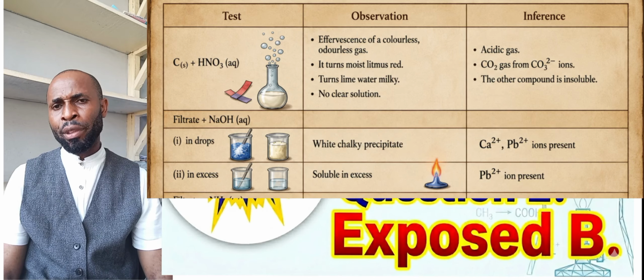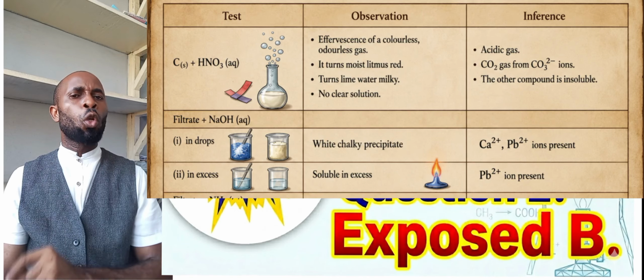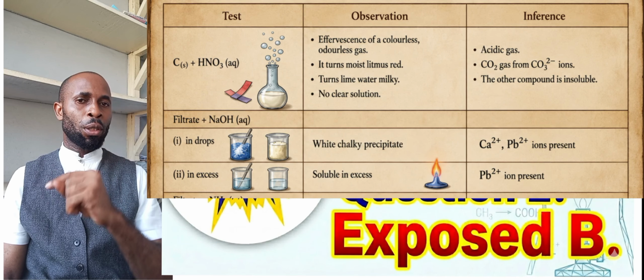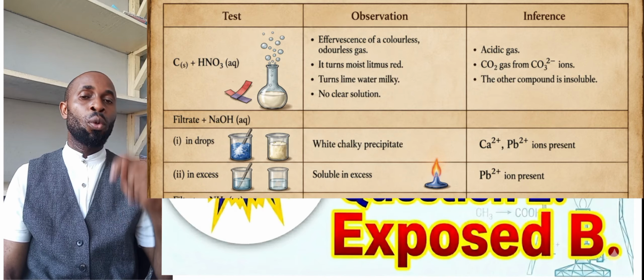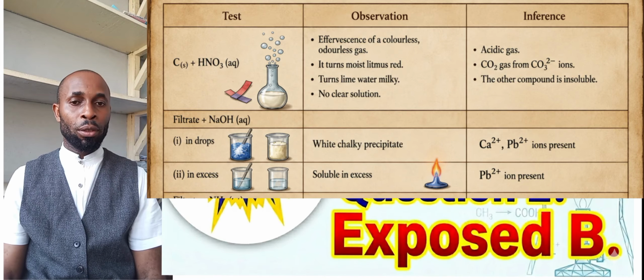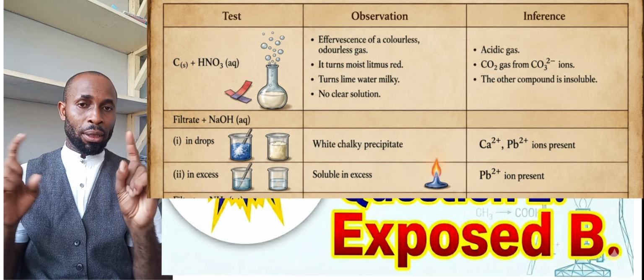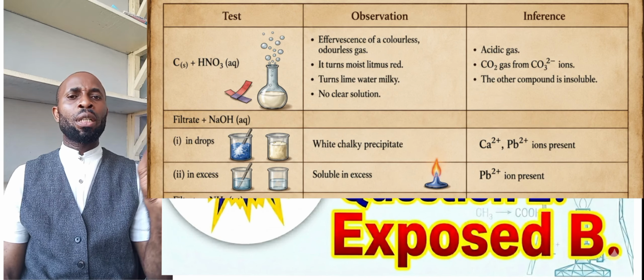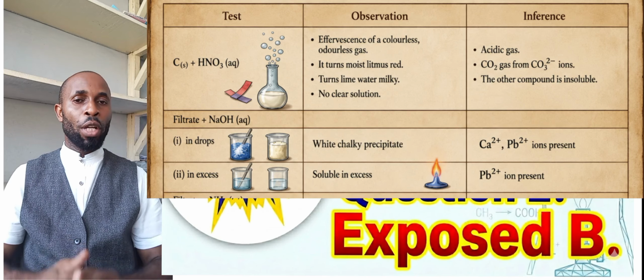You get that? Okay. Now, because it is soluble, we know that lead is an amphoteric substance, so it is going to be soluble in excess sodium hydroxide because it reacts with it, just as you can see in this reaction. So what happened here? We are going to tell them that lead is present since it is soluble in excess.